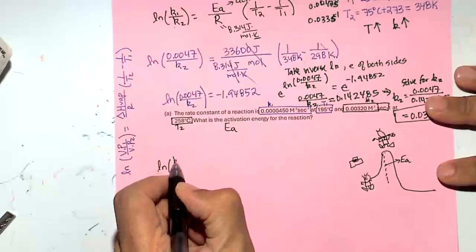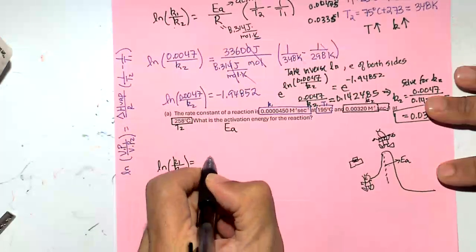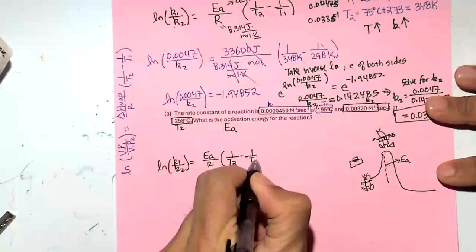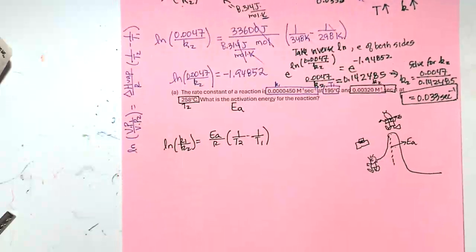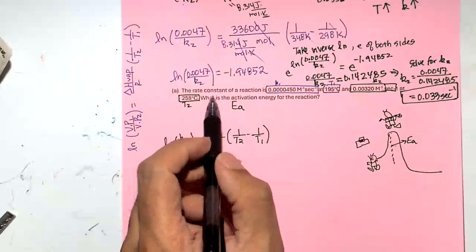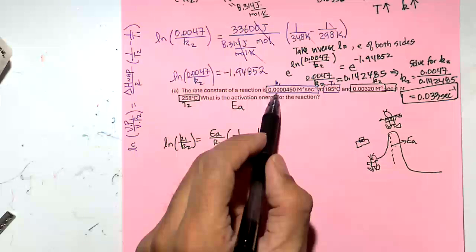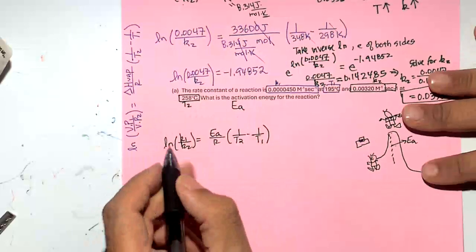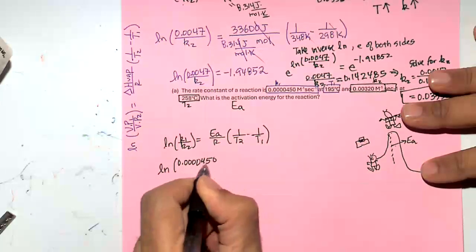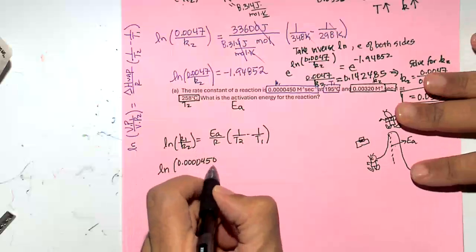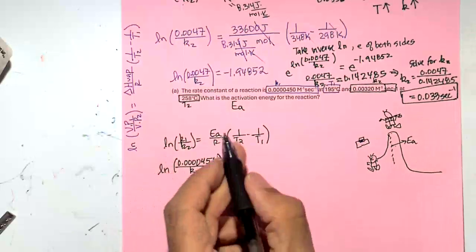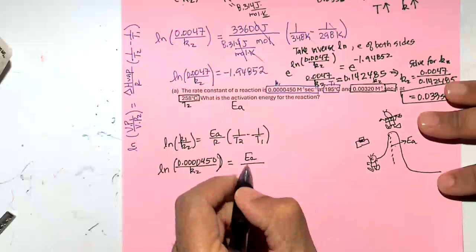All right, so natural log of K1 over K2 equals Ea divided by R times 1 over T2 minus 1 over T1. All right, so what is the activation energy? We've got to solve for Ea. All right, rate constant 0.00045. I'm not going to put any units in here, I'll put the units later. Units do not go inside a natural log. Divided by K2 equals Ea. That's what we want to solve for.